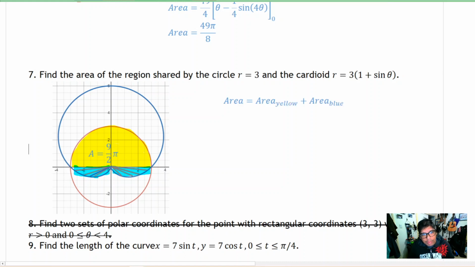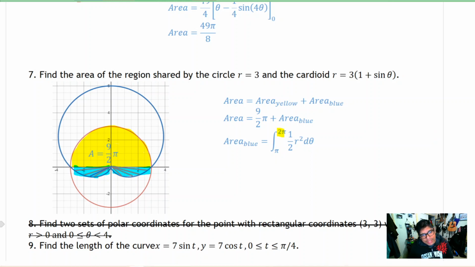The area of the entire region is the area of the yellow section plus the area of the blue section. We know the area of the yellow section is 9 halves pi, and the area of the blue section we're going to figure out using calculus. Like every other polar curve, the area of the blue section is the integral from theta 1 to theta 2 of 1/2 r squared d theta. Now the lower bound of the area is pi, and the upper bound of the area is 2 pi.